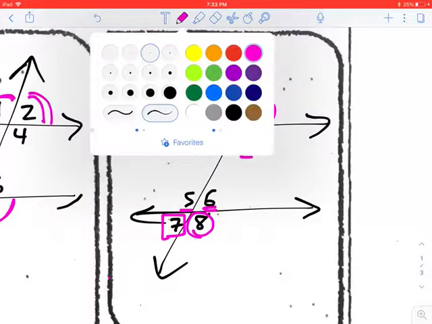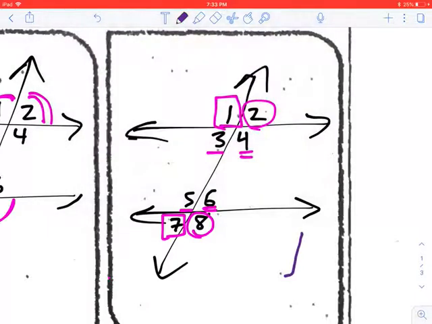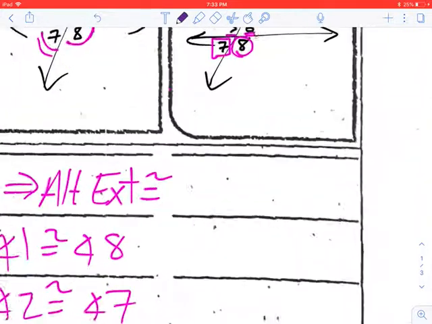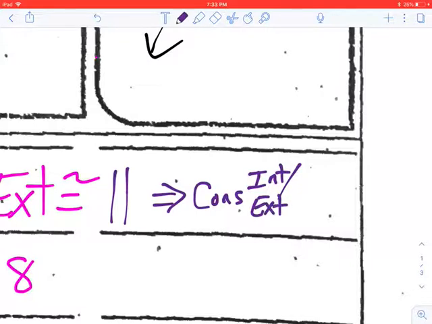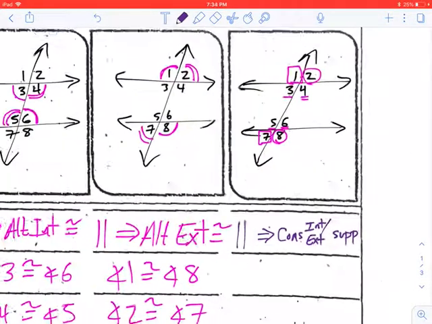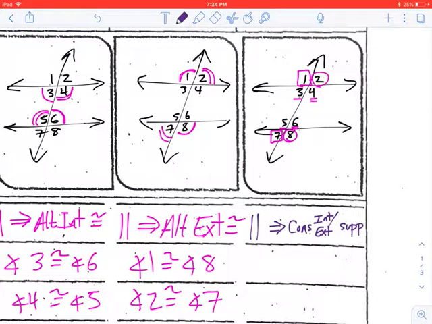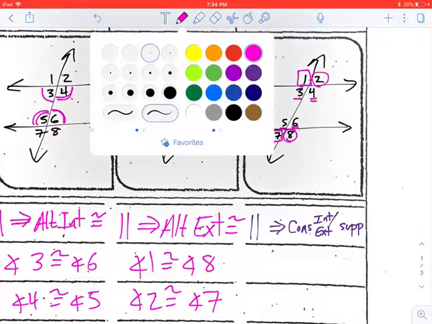So if they're consecutive angles, that means they're not congruent. They are supplementary. So if they're parallel, that implies that consecutive interior or exterior angles, so consecutive interior and exterior, are supplementary. Okay, so in this case, let's start with our interior angles.